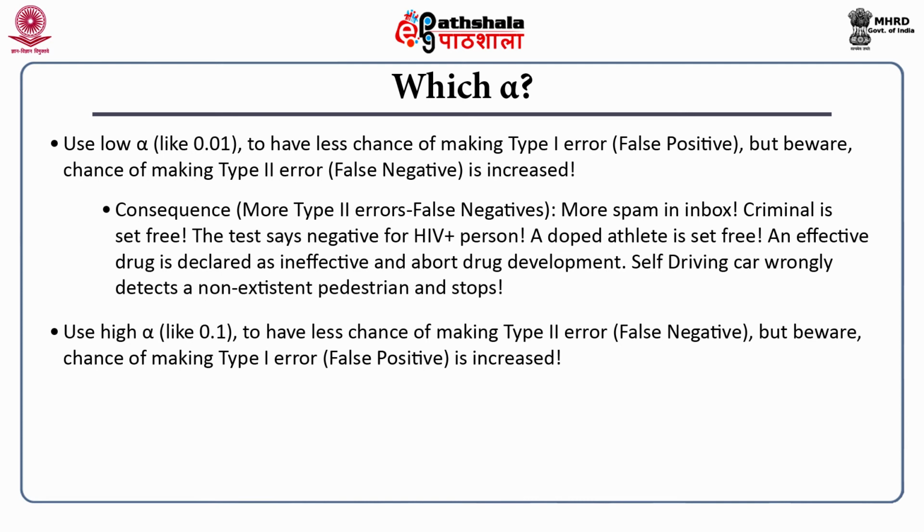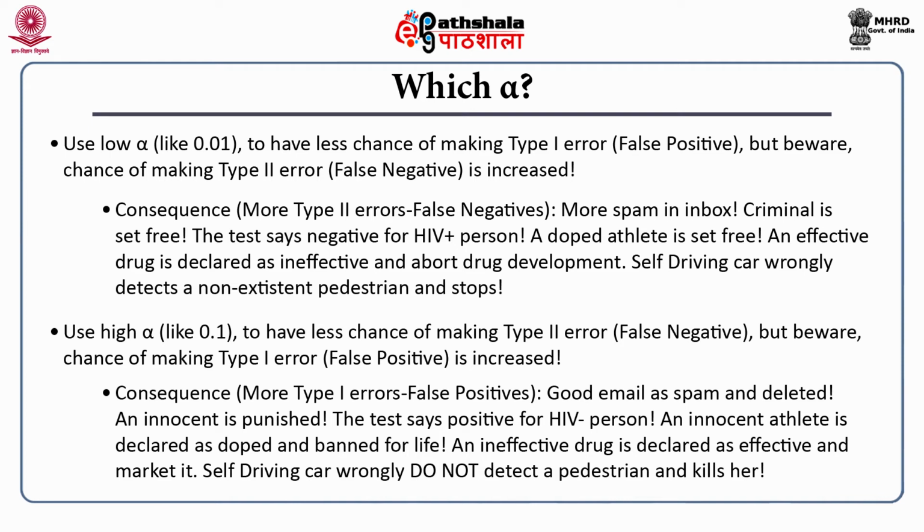Now if you use a high alpha like 0.1, what would be the consequence? You will have less chance of making type 2 error, false negative, but beware, the chance of making type 1 error, false positive, is increased. Some consequences are more type 1 errors. Some examples are: a good email is taken as spam and deleted, an innocent is punished, the test says positive for an HIV negative person, an innocent athlete is declared as doped and banned for life, an ineffective drug is declared as effective and marketed. So it all depends upon the tolerability.